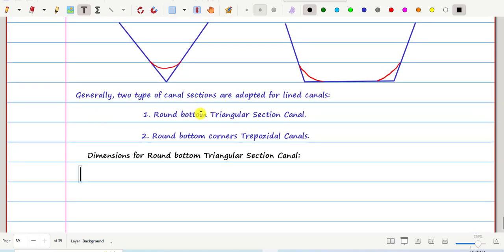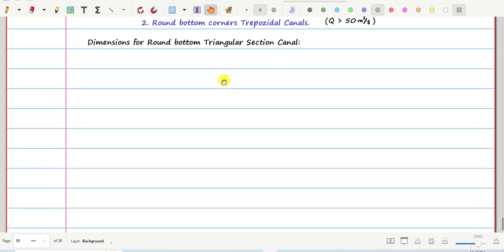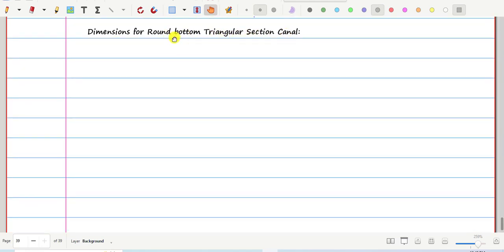One more thing we need to know is that we prefer round bottom triangular canals when the value of your flow is less than 50 meter cube per second, and we prefer round bottom trapezoidal canals when your Q is greater than 50 meter cube per second. Okay, so this is the point you need to remember. Let's move forward and see how we can find the dimensions for a triangular section canal which is rounded at the bottom.